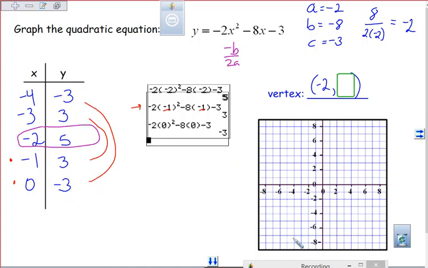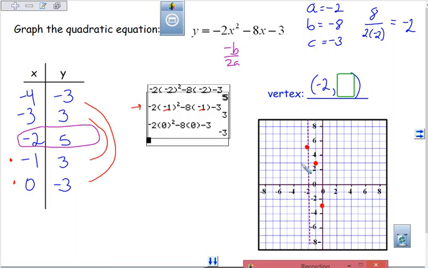And now I'm going to plot my points. So here's my first half of the graph using my vertex. And then remember that axis of symmetry is going to go through that vertex. So I'm just going to sketch that in with that dotted line. And then I'm going to go ahead and reflect over that the rest of my graph.